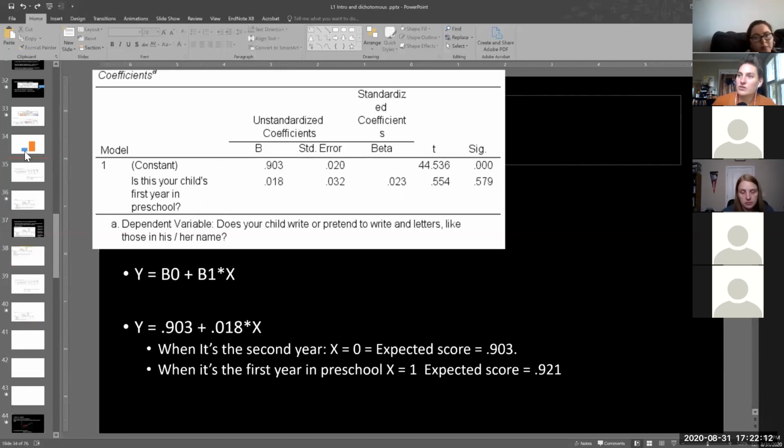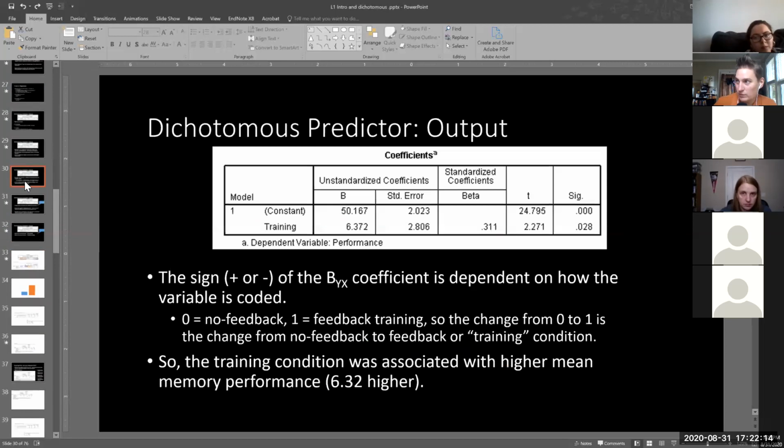Let me back up to this one, which I think was a much clearer example, where in this case, this one right here is the mean for those kids who did not get the training. This is the difference between the kids who didn't get the training and the kids who did get the training. Right. That makes sense. Thank you so much. Mean of 1 and mean of 2.